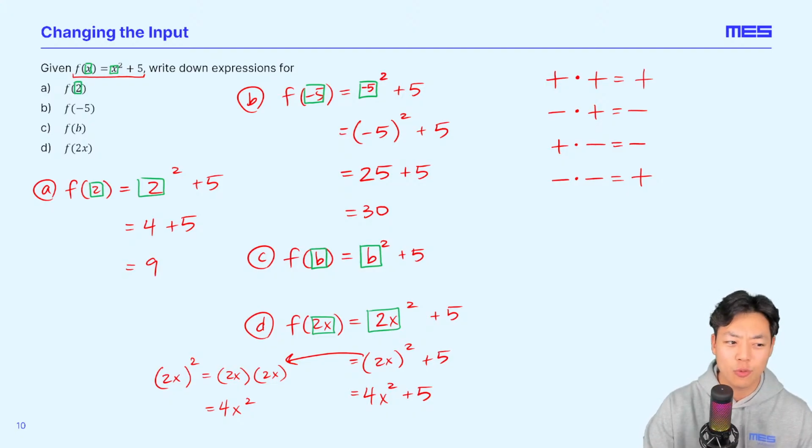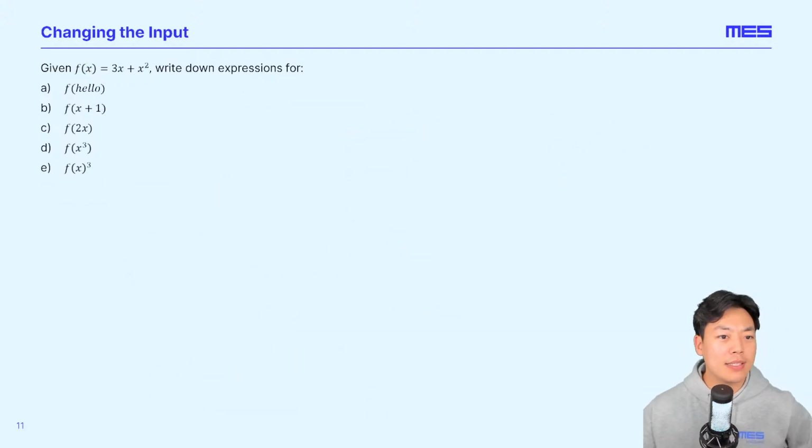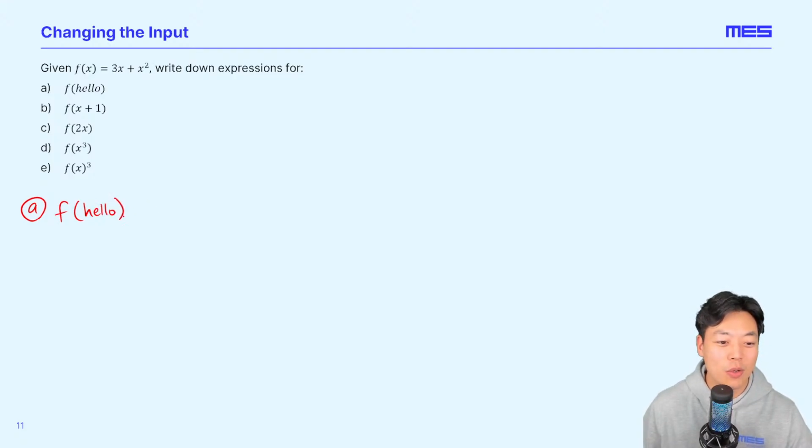Let's try another one to really understand function notation here today. Last slide for today. Given f of x is equal to 3x plus x squared, write down expressions for the following. Kanav, I think you might enjoy some of these. So let me know what you get, or anyone else in the chat that would like to chime in. F of hello. A function with an input of hello. We have hello in a box.